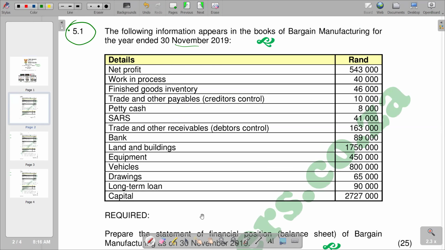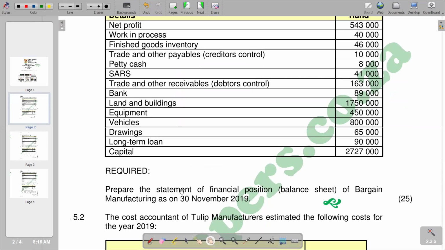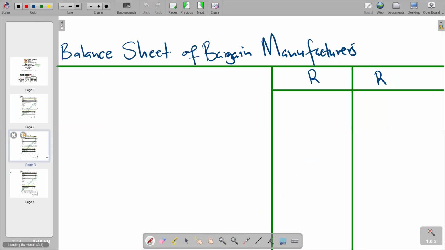Then on the required part, our question requires us to prepare the statement of financial position, and that is the balance sheet of Bargain Manufacturing as on 3rd November 2019. And we can take notes. Our question is at 25 marks. So this is what we have. We go to our answer section. We see that this is our balance sheet of Bargain Manufacturers.